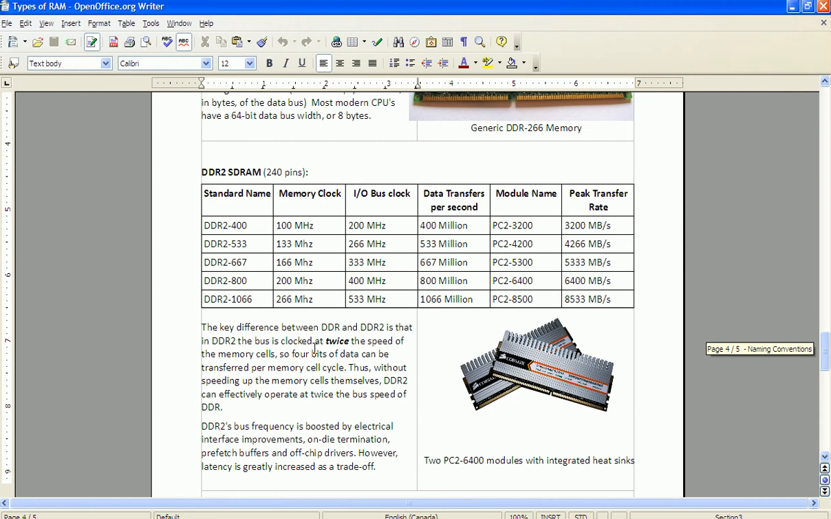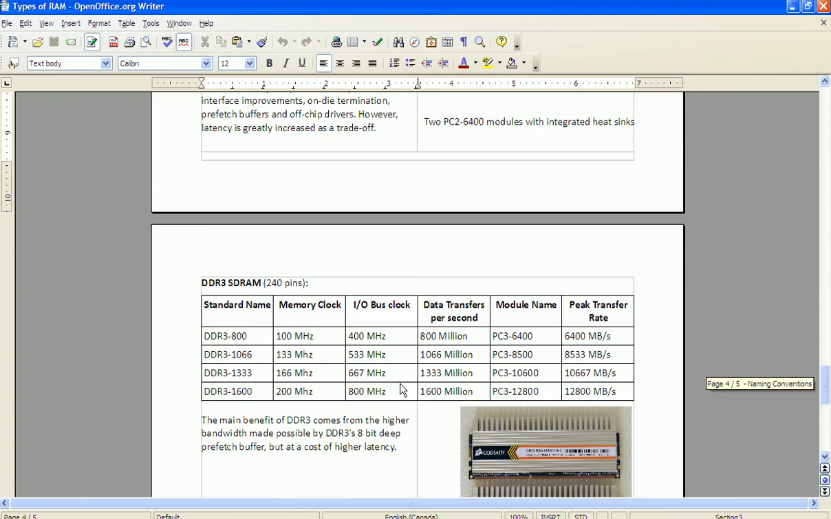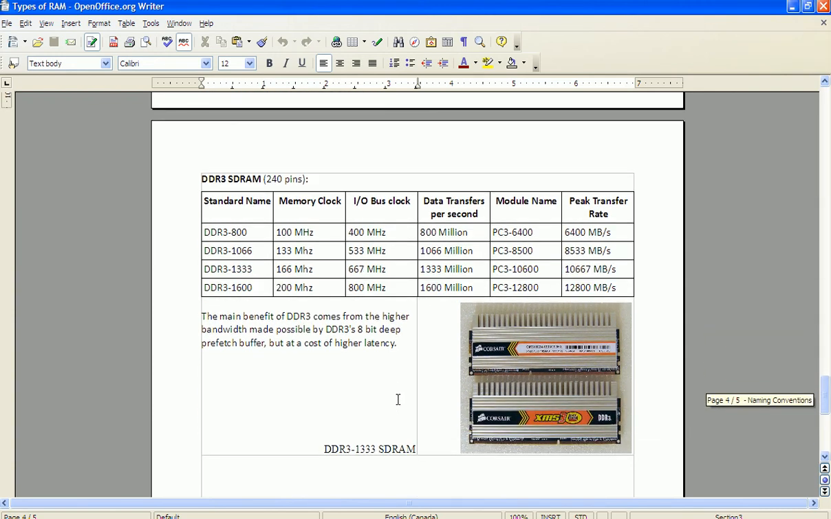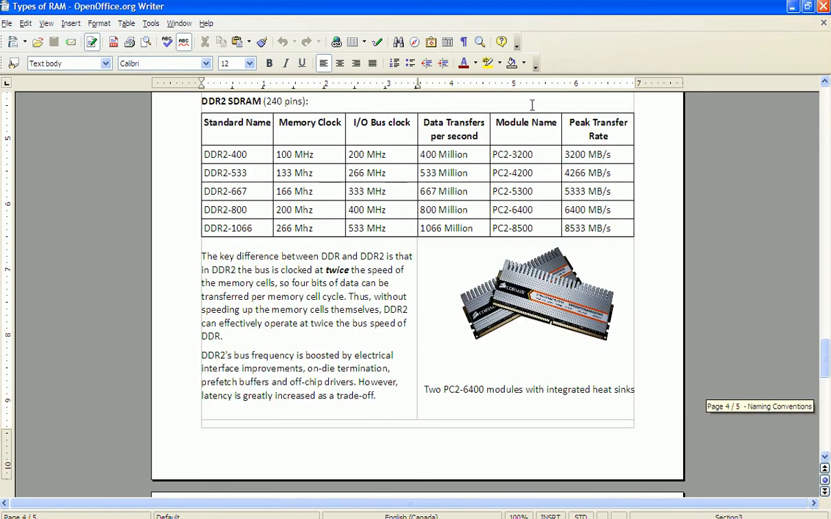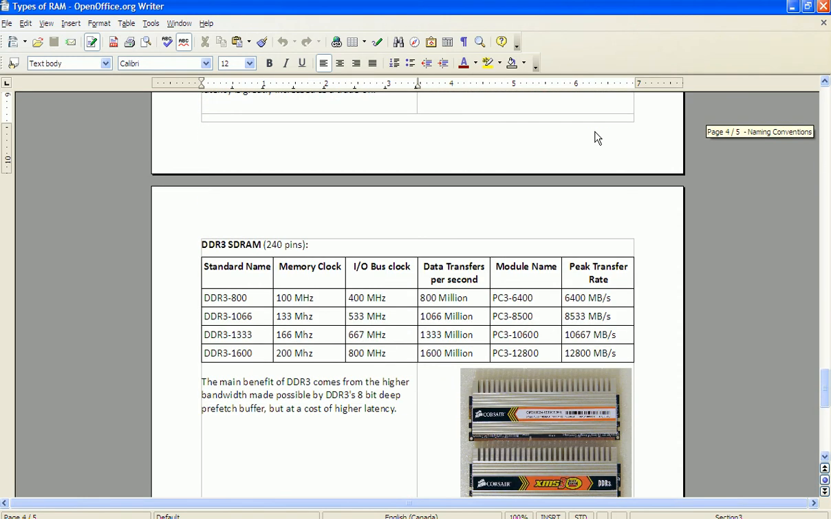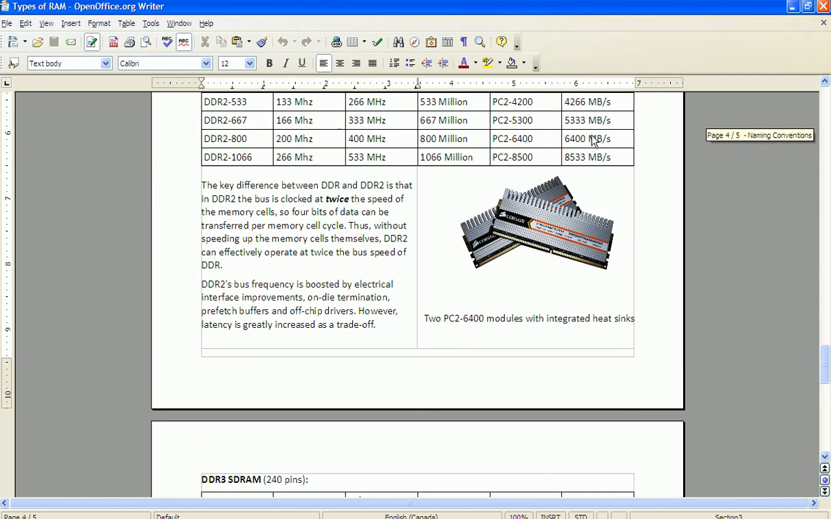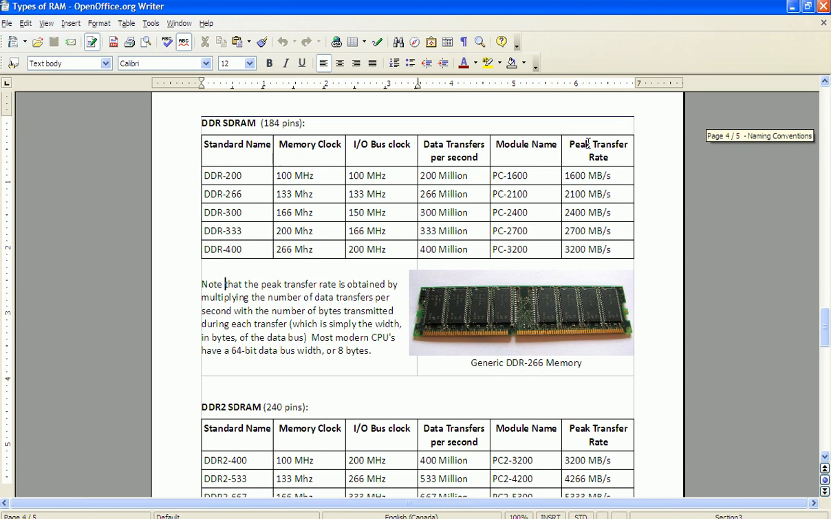So the key difference between DDR and DDR2 is that the bus is clocked at twice the speed, and you get more latency with the prefetch buffers. And then DDR3, you get higher bandwidth, but you also get higher latency as well. And so there are different trade-offs for these different peak transfer rates. And other cards, when you start looking at graphics cards, also have main memory on board. So you look at that in your performance as well.